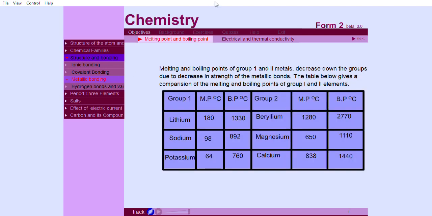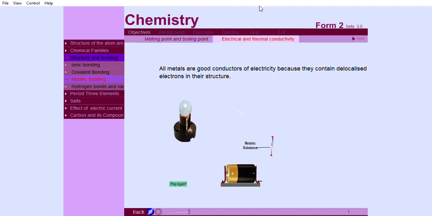Melting and boiling points of group 1 and 2 metals decrease down the groups due to a decrease in the strength of metallic bonds. All metals are good conductors of electricity because they contain delocalized electrons in their structure.